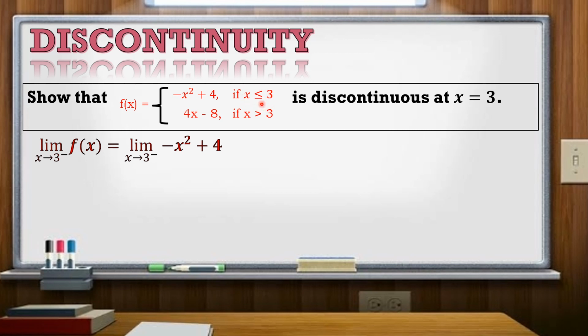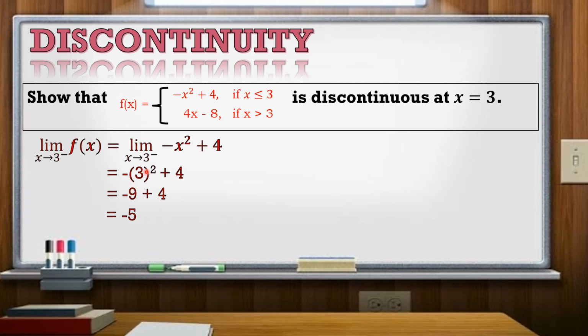And what is the function? Negative x squared plus 4. So ito ang gagamitin natin. Then we will evaluate. Lahat ng x magiging 3, and that becomes negative 3 squared plus 4. Simplify, and the answer is negative 5. Thus, the limit of your left hand is equal to negative 5. Una pa lang yun. So, hindi siya infinity, so that means hindi siya infinite. So, the tendency that your discontinuity here is an example of jump, pero check natin.